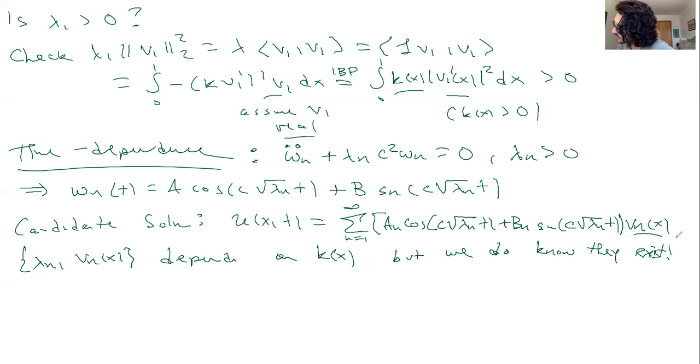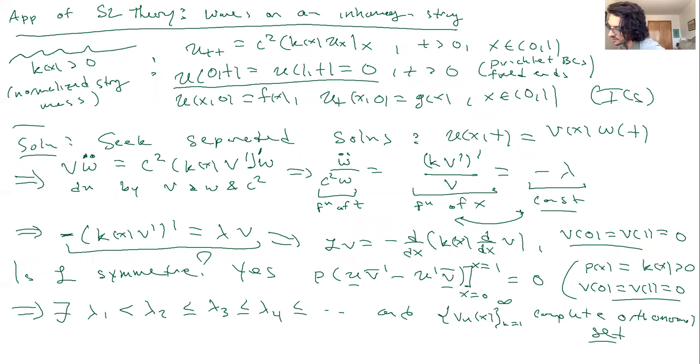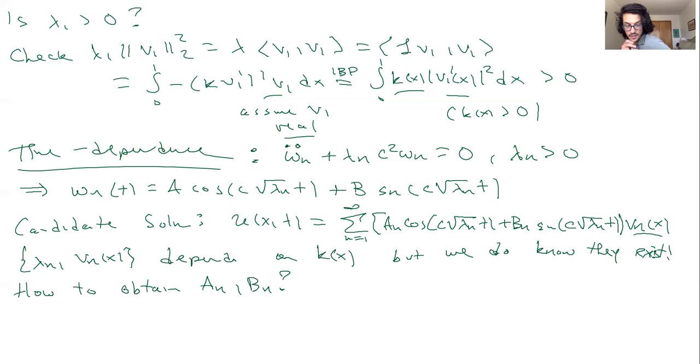Well, assuming we could get these, our last step is just how to obtain an and bn, okay? Well, what do we have at our disposal? Let's go back and look. We have our initial conditions here, okay? So we just apply our initial conditions. U of x,0 is equal to some function f of x.